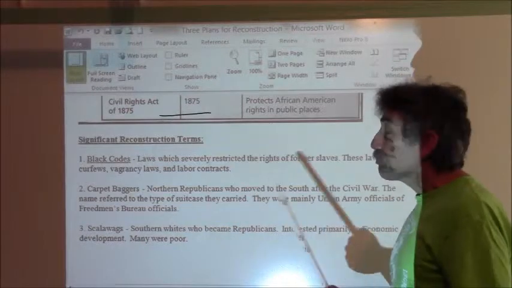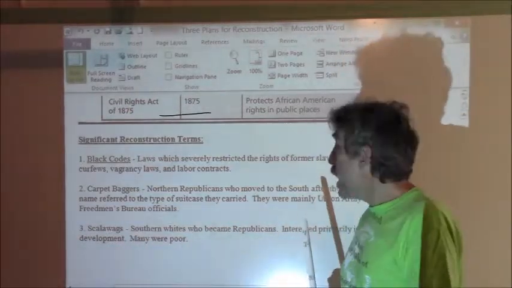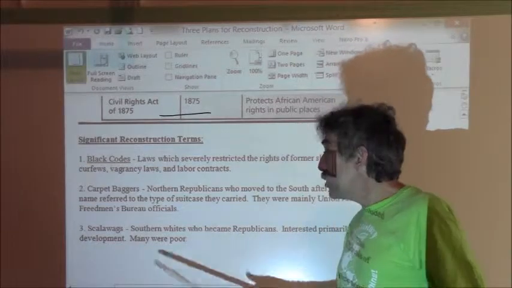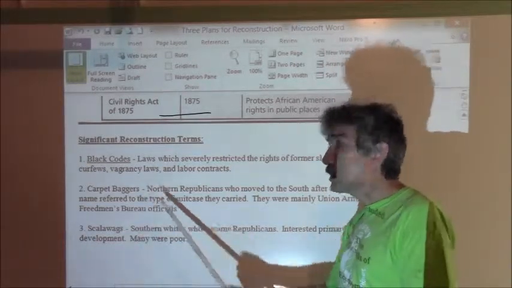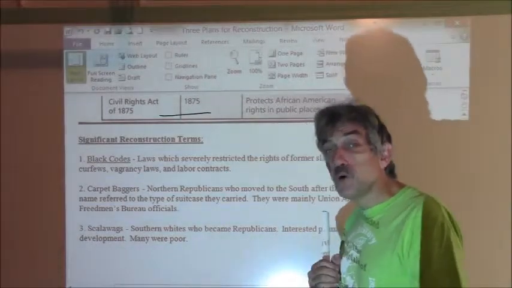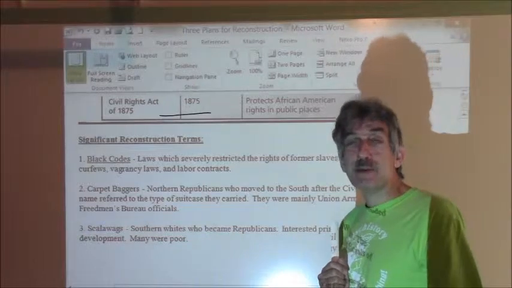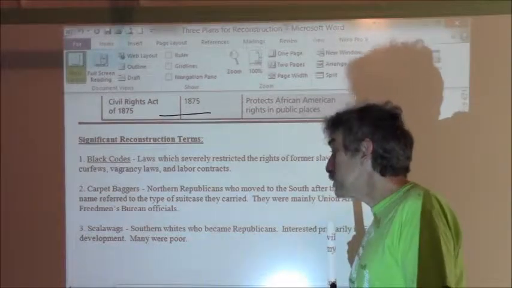Now, scallywags were Southerners who adopted the Republican ways. They were co-conspirators, if you want, with the Carpetbaggers. They were Southern whites who decided if you can't beat them, join them. And they became members of the Republican Party.